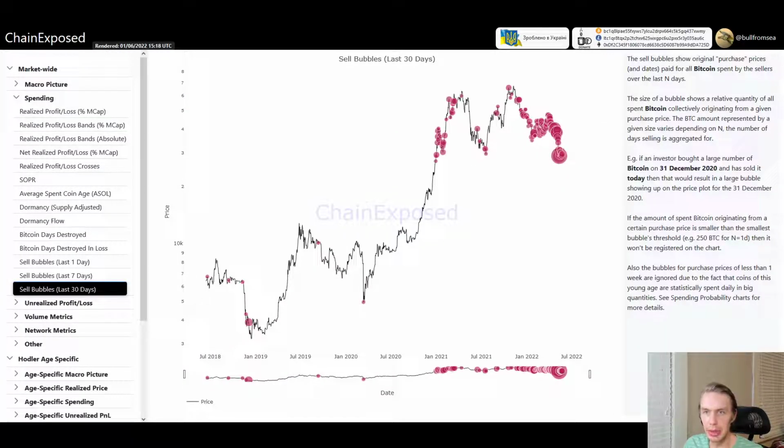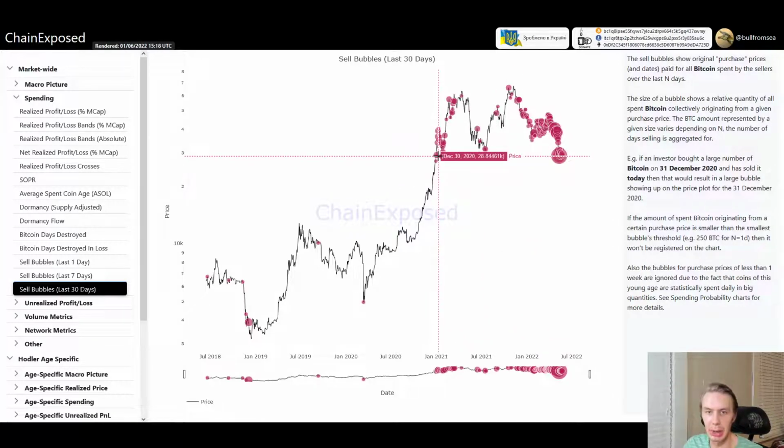So one way that we can look at this is just to visualize who's actually been spending their coins more recently. And what I'm showing you here is this metric called sell bubbles. Basically what it does is lets us visualize where the coins that have been spent in the last 30 days exist on chain.